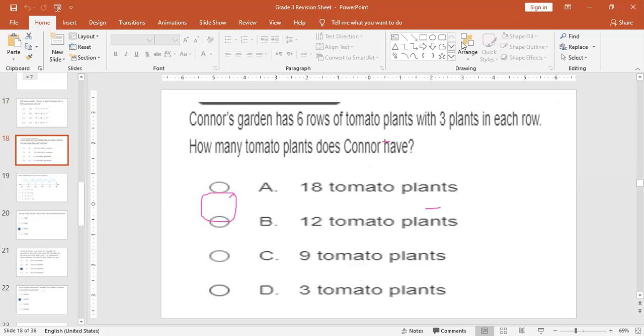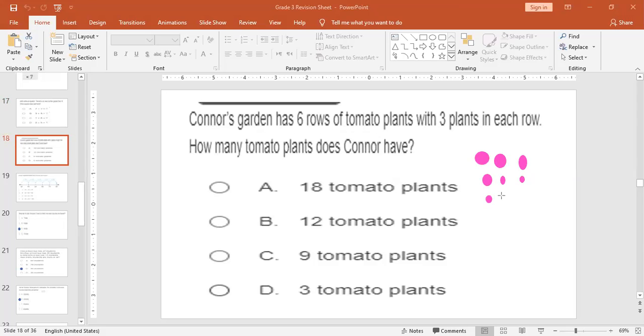Connor's garden has 6 rows of tomato plants with 3 plants in each row. How many tomato plants does Connor have? So, Connor's garden has 6 rows. So now I have 6 rows of 3 plants. 1, 2, 3, and I will draw it 6 times.